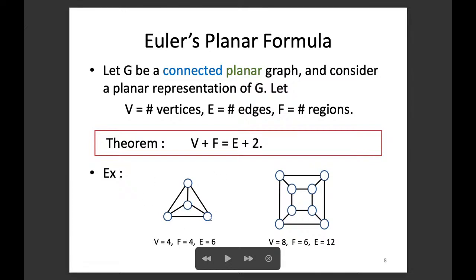So let's take a look at this example. In this example, there are 4 vertices, 6 edges, and how many regions? 1, 2, 3, 4, 4 regions. So V is 4, F is 4 and E is 6. 4 plus 4 is equal to 6 plus 2. This is a three-dimensional cube drawn in the planar representation. There are 8 vertices here, 6 regions, and 12 edges. So we see that 8 plus 6 is equal to 12 plus 2.